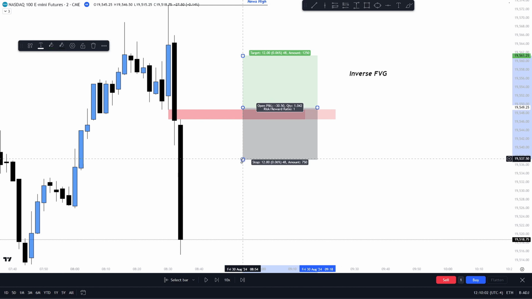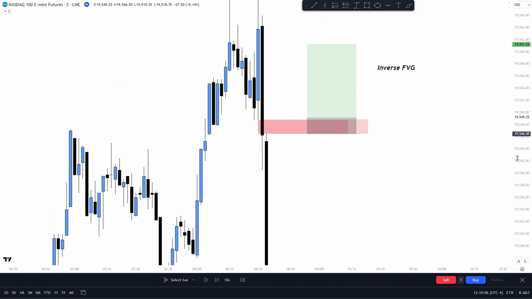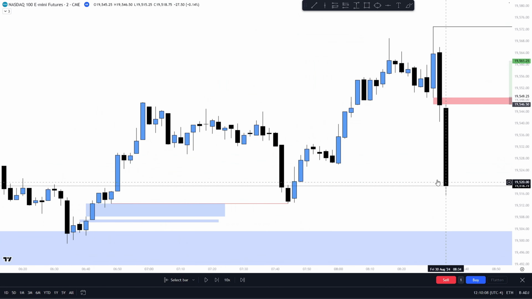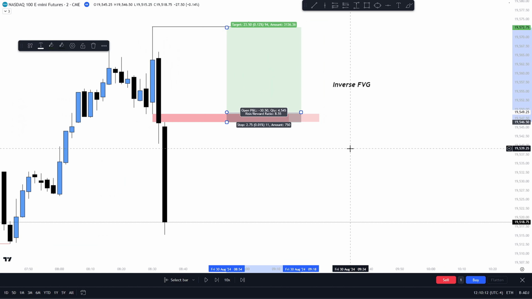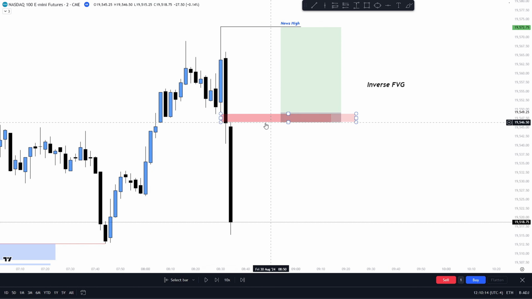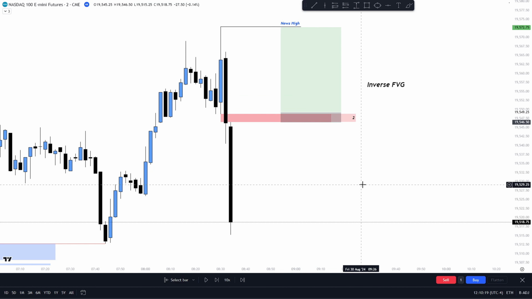If this was a bit bigger... actually, no. You know what? I would potentially take it depending on my bias and everything. This could be a fair value gap that I would potentially take. What I would do here is simply mark it as 2, so that I know myself that this is a 2 minute fair value gap.